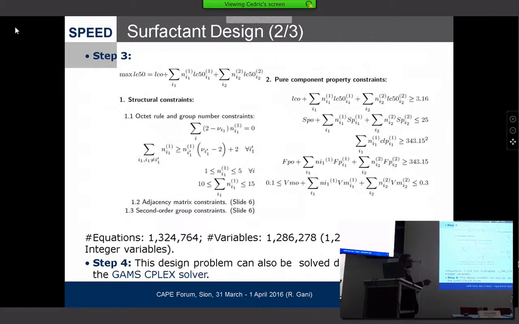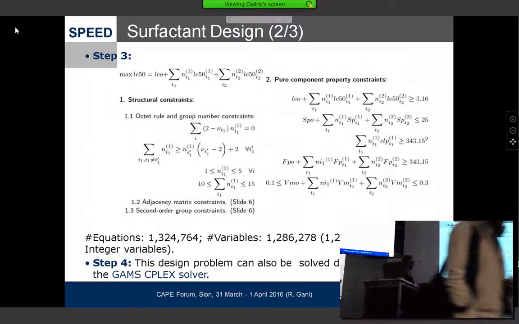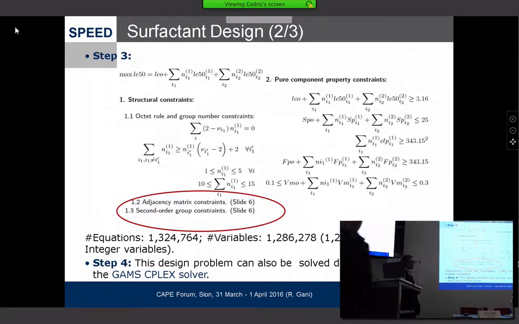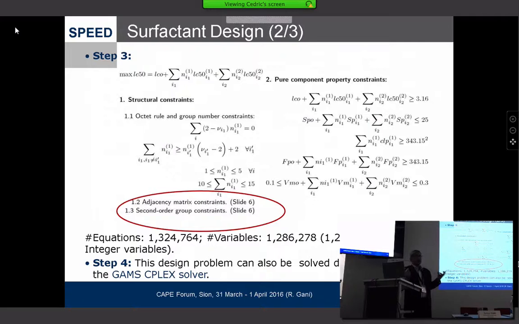And these are the properties, these are the structural constraints, these are the property models, and we have some extra constraints that I'm not showing. These are related to, because we are generating complex molecular structures, we need these kind of constraints as well. The total size of the problem is more than 1 million, but what you can see is that we have made the property constraints in such a way that these are linear constraints. So it is not a problem to solve it.